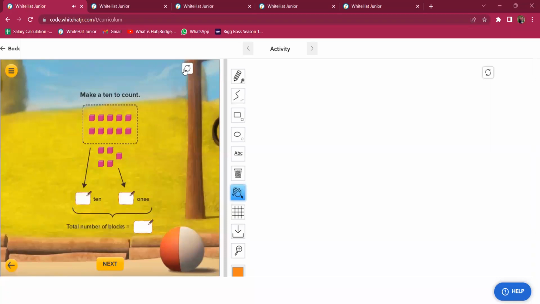Now again, here they have created a group of 10. So you have 1 ten and 1, 2, 3, 4, 5. 5 ones right over here. So 1 ten and 5 ones will make 15. So we will write 15. Let's go to the next question.